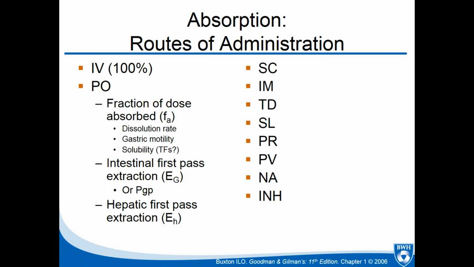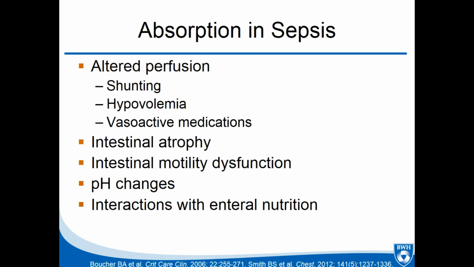So for PO most commonly, we have the fraction of dose absorbed, which is going to be dependent upon gastric motility, solubility, and acidic versus basic environment, and we're up against intestinal first-pass extraction and hepatic first-pass extraction, meaning maybe not an entire dose administered could reach the active site in the body. And here are other common routes of administration, some of which are very good and may reach high levels of absorption, but will likely not be as good as the 100% absorption we'd receive with intravenous.